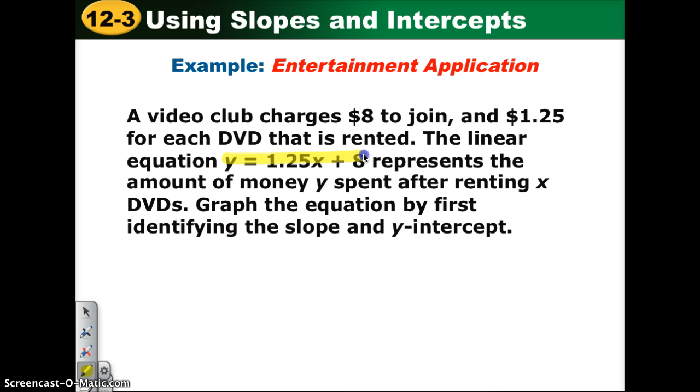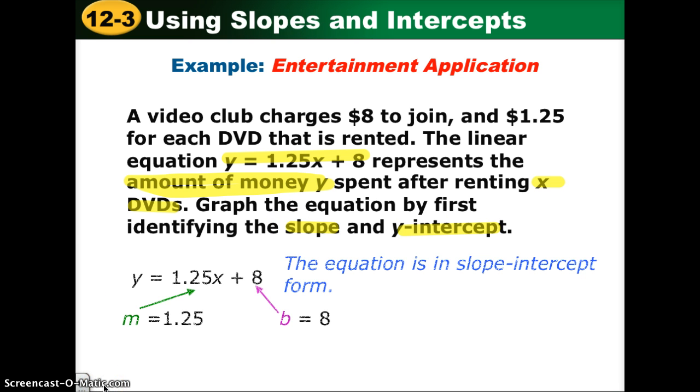So we have the equation, which is always relevant. X is the number of DVDs, y is the amount of money spent, and we're going to graph the equation, but first identify slope and y-intercept. So we break down the equation. It's already in slope-intercept form: y equals mx plus b. That means m, the slope, is $1.25, and b is 8, the $8 fee to join.